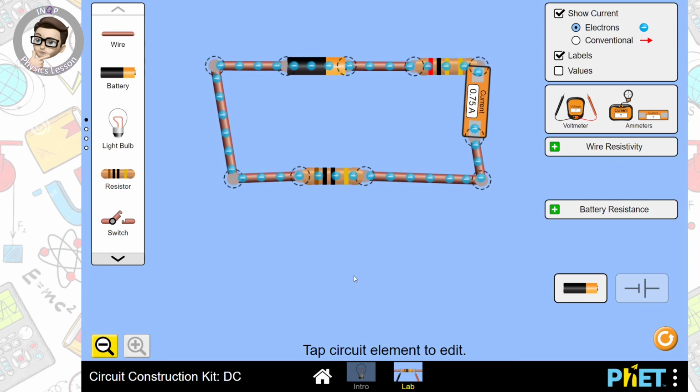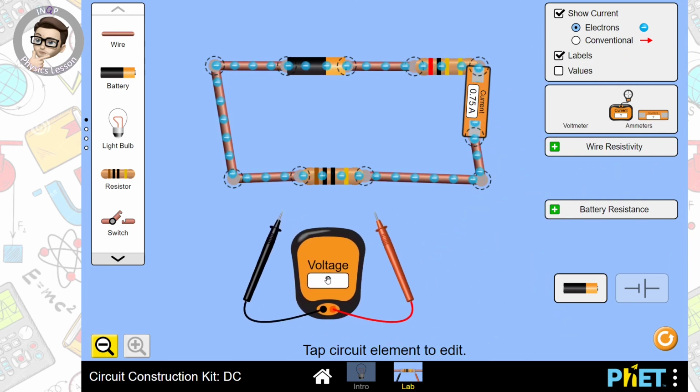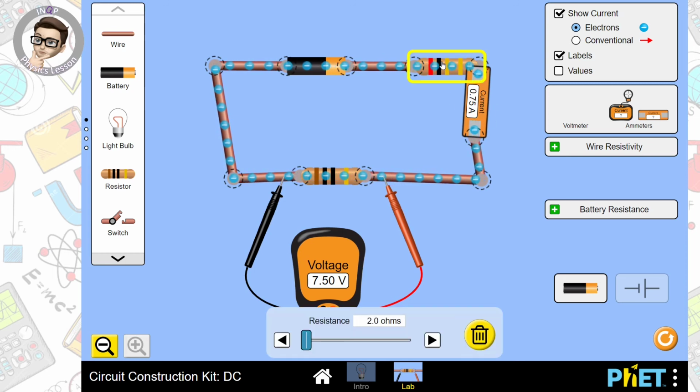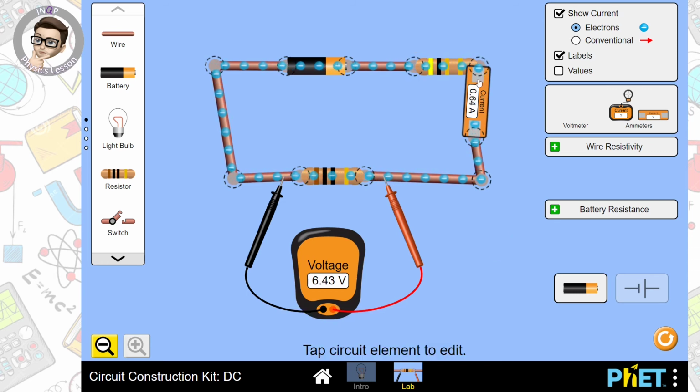What we're interested in is the potential difference across our resistor. So let's set our 2 probes up here. So we've got 7.5 volts going across it, and I've got a 0.75 amp current flowing through. We'll then click on this, so record those down in your table, change the resistance, so now we've got 4 ohms over here. I've got 6.43 volts going through my resistor and 0.64 amps going through my ammeter.